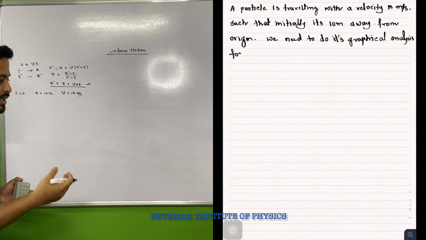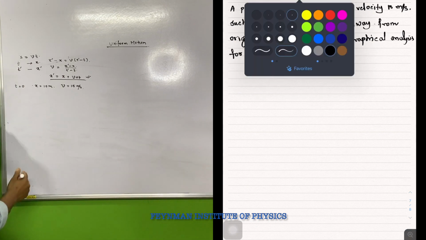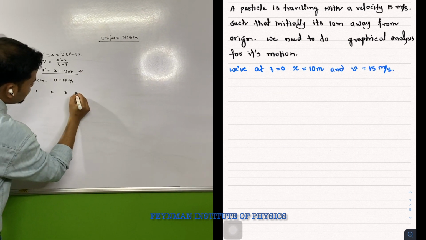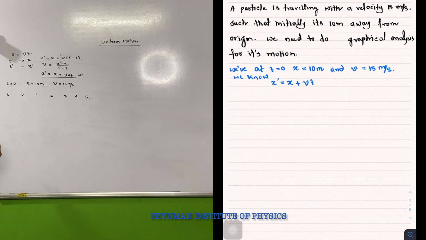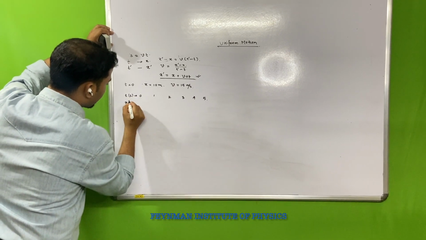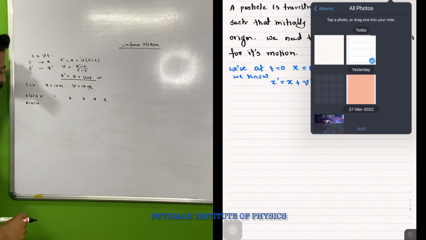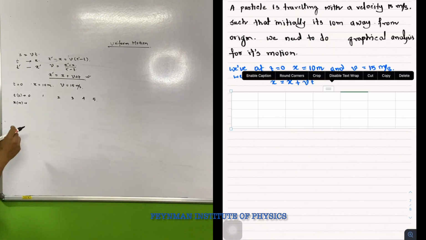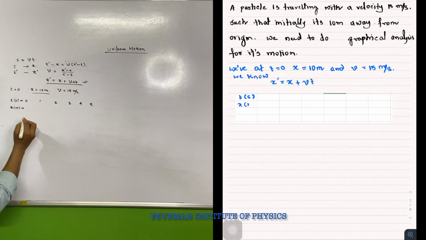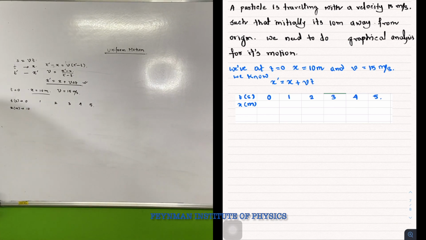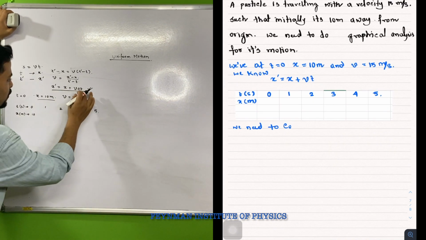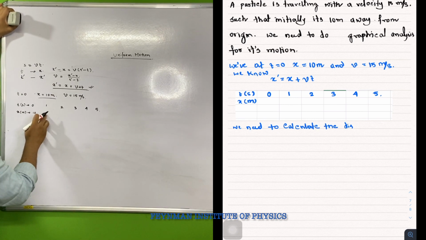We need to find the data and tabulate it by using this equation. Suppose at t equal to 0, 1, 2, 3, 4, 5 second intervals, we need to find the value of x. Now t is in seconds and x is in meters, where x is the position of the particle. When time is 0 second, the particle is 10 meter away from the origin, so the position of the particle is 10 meter, and at 1 second we can easily use this equation to find the position of the particle.